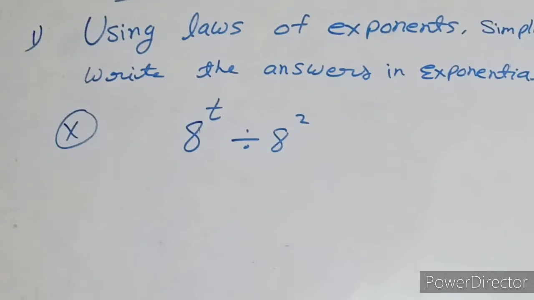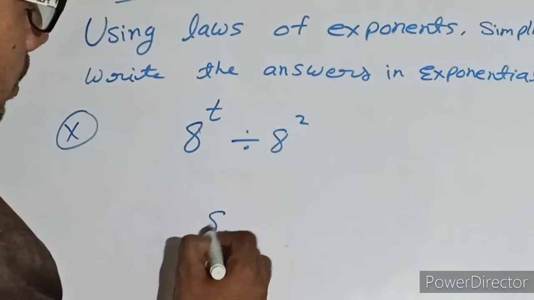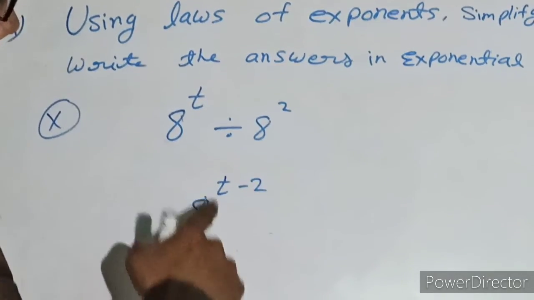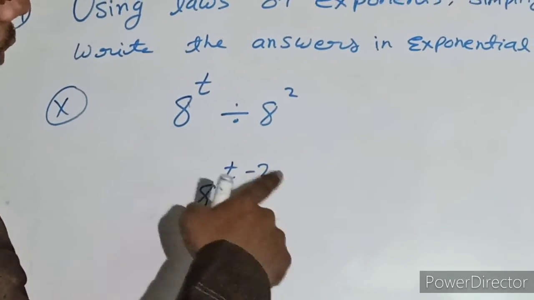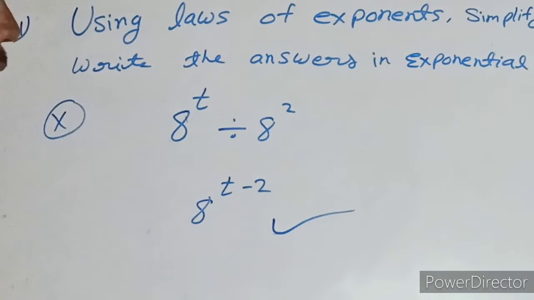Now look at question number 10. Here the base is same and the sign is division. So we will write it like this: t minus 2. Since it is a variable and we cannot subtract a variable from a constant number, it will be the answer of this question.